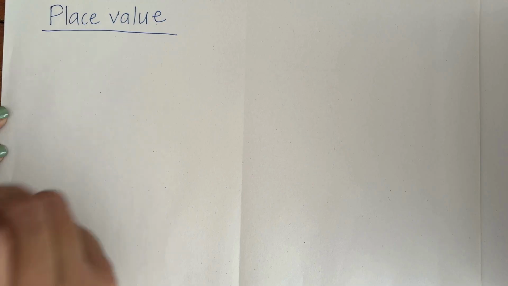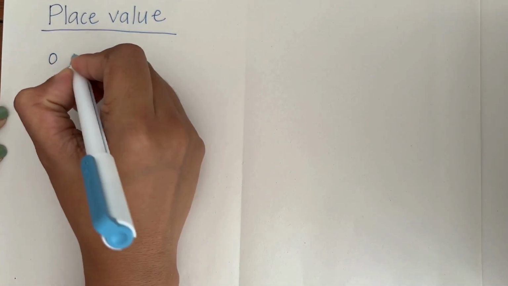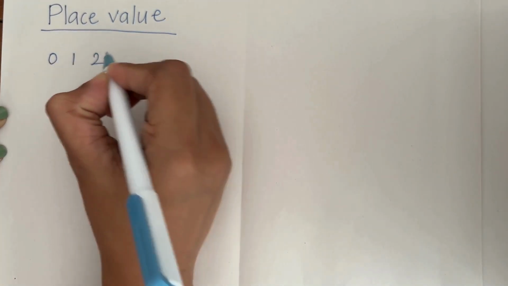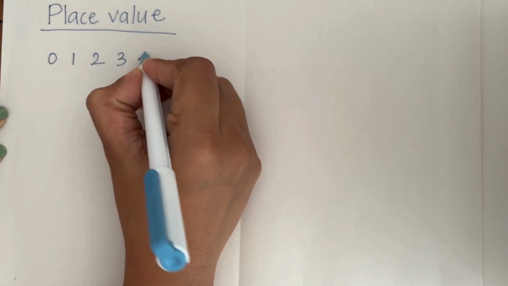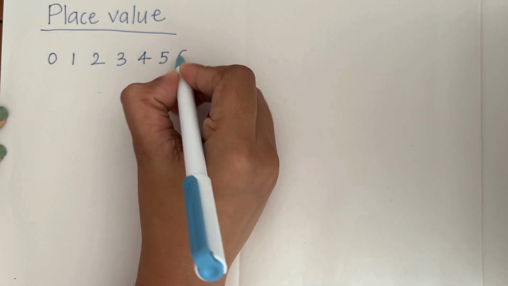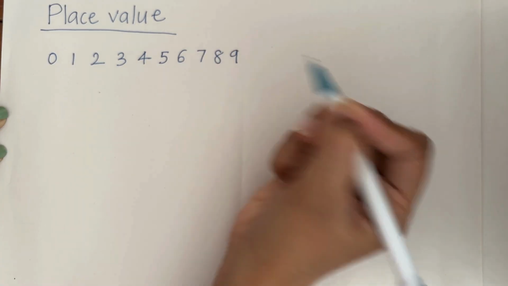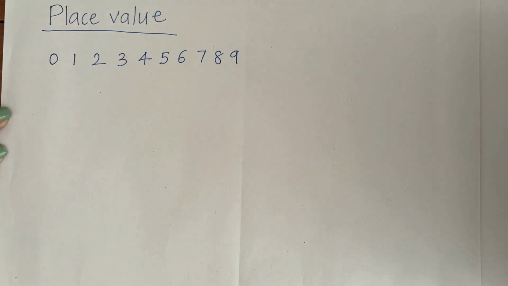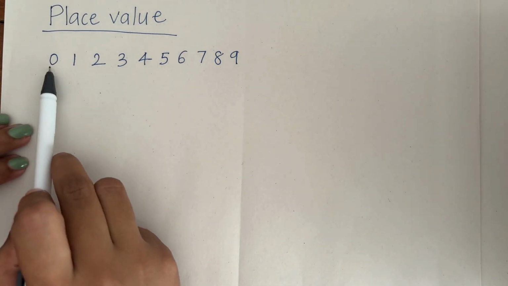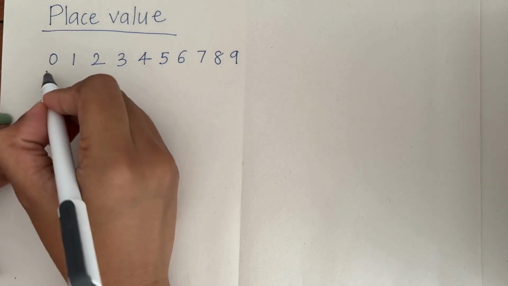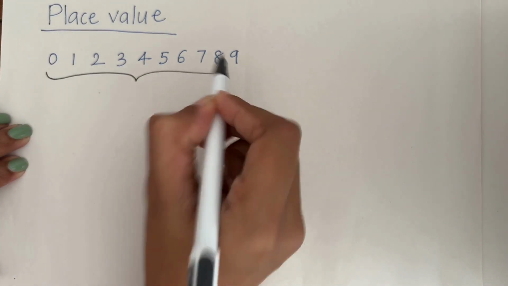Do you know what digits are? Yes, you may know the 10 digits. What are they? 0, 1, 2, 3, 4, 5, 6, 7, 8, 9. That's all. So we have 10 digits, starting from 0 to 9. How many do we have? Altogether 10 digits.